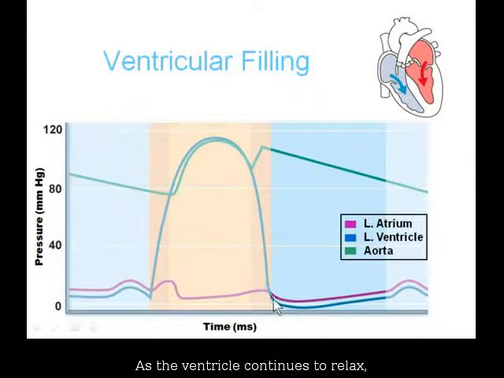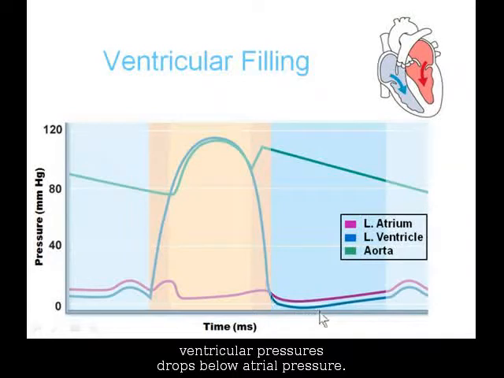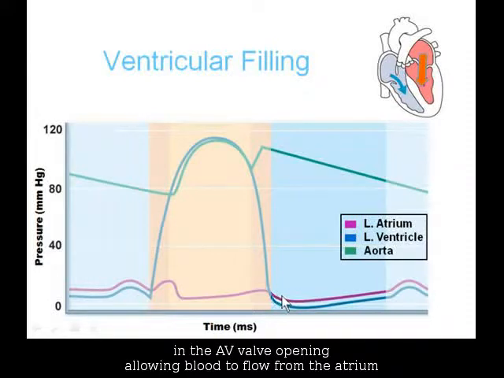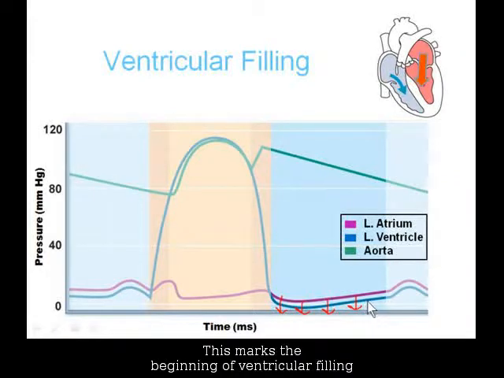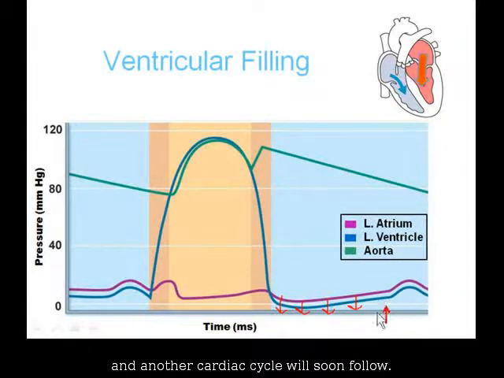As the ventricle continues to relax, ventricular pressure drops below atrial pressure. This pressure change results in the AV valve opening, allowing blood to flow from the atrium, which is at a higher pressure, into the ventricle at a lower pressure. This marks the beginning of ventricular filling, and another cardiac cycle will soon follow.